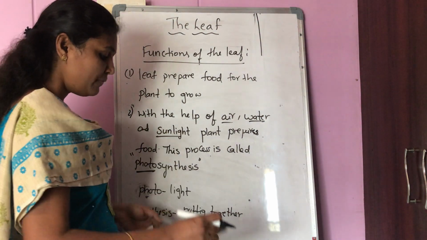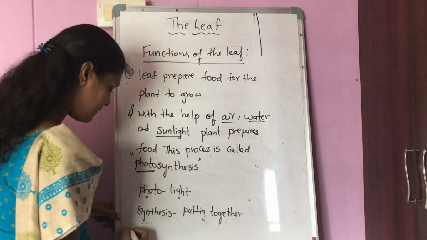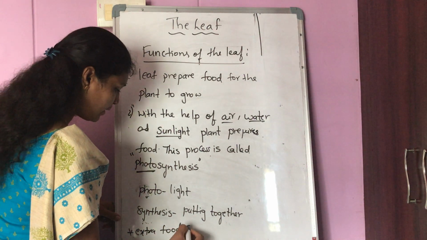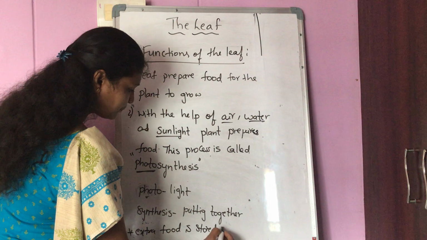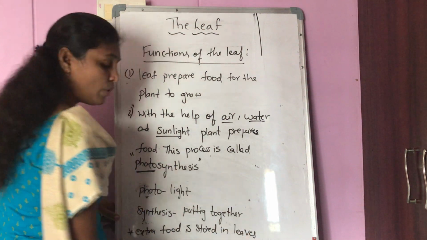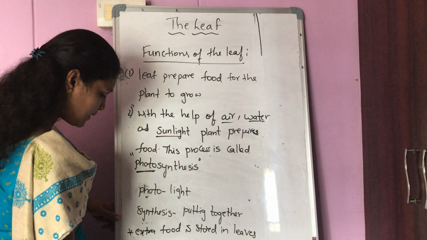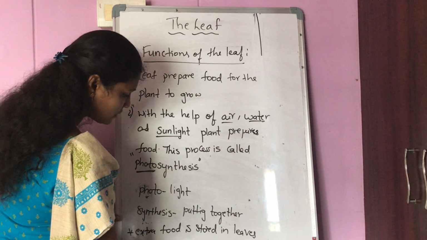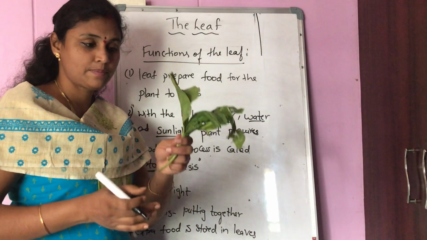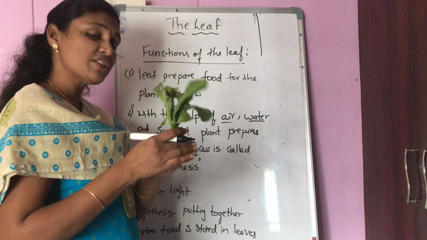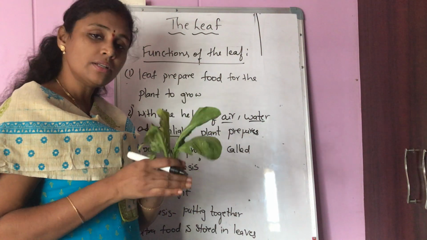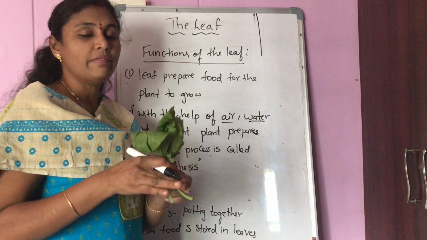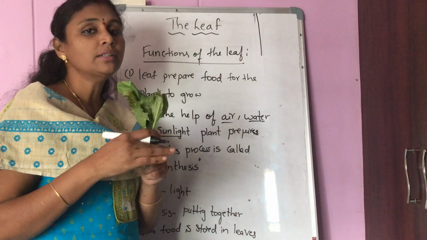In some plants, the extra food is stored in leaves. What are some examples? Spinach and cabbage. See, what is this, children? Spinach. In spinach, the extra food is stored. Children, do you like to eat leafy vegetables? It's very good. At least once a week you should eat a leafy vegetable.